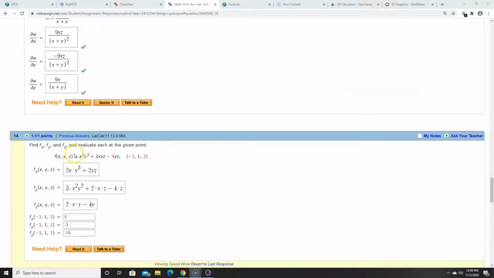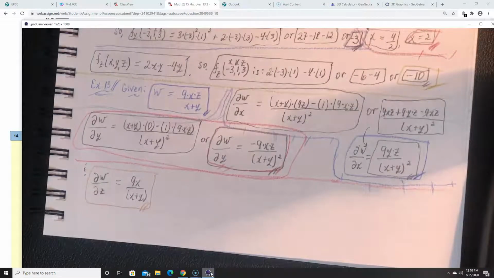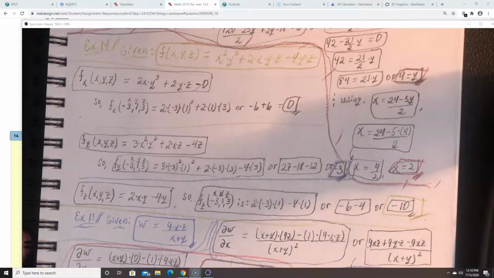Okay, so let me show you that on my paper. So I said 14. So here is this function, 3 terms, 1, 2, 3. The partial derivative with respect to x of this 3 variable function, a function of x, y, and z. The derivative of this with respect to x, well, the other 2 letters are considered constant then. Y and z would be considered constants.